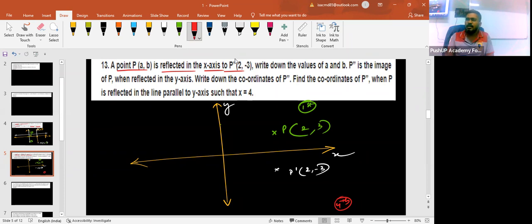Is that done, children? 2 and 3. Then what is p double dash? The image of p. Where is p? Over here. Now p double dash is the image of p. How are you getting that image of p?